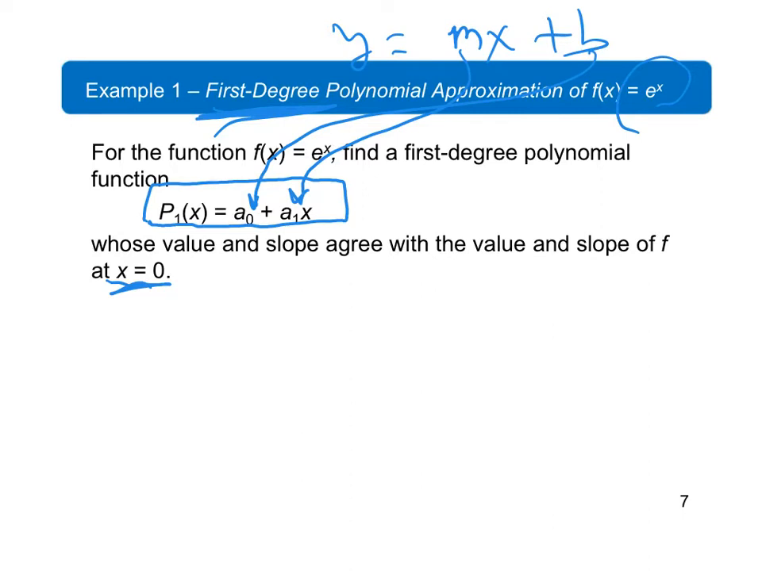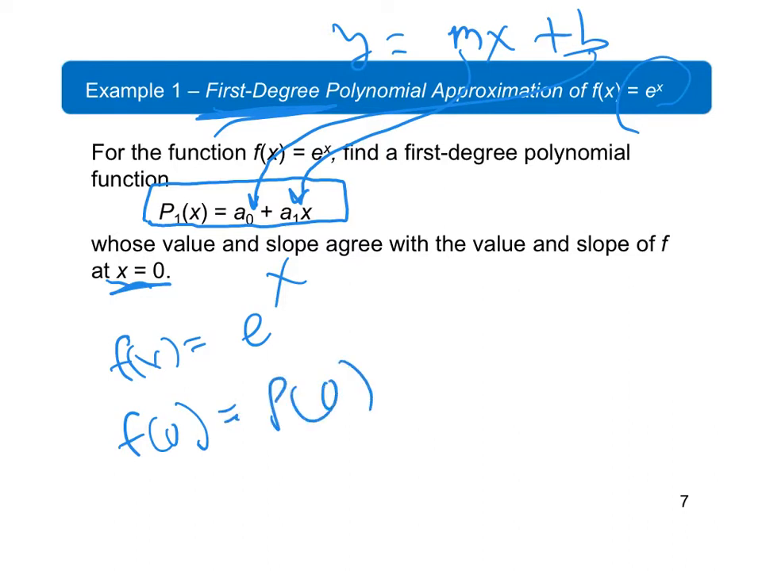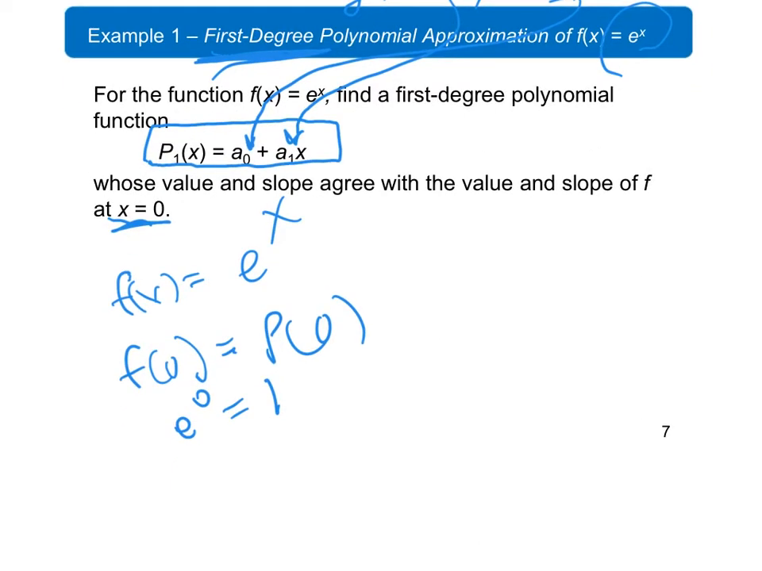So let's just think about a linear term. If I know that f of x is e to the x, and I need f of 0 to be identical to my p of 0, then I should be able to plug in 0 into e to the x. So e to the 0 equals 1. That's it. So right here alone, this is leading me to p of 0 also has to be 1.